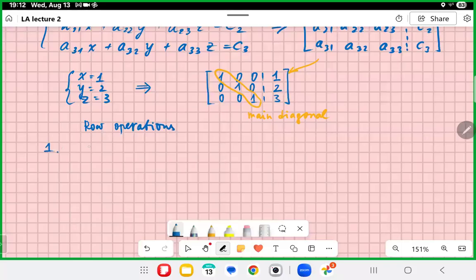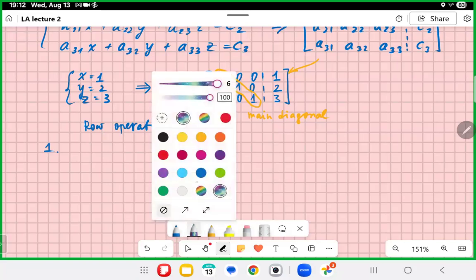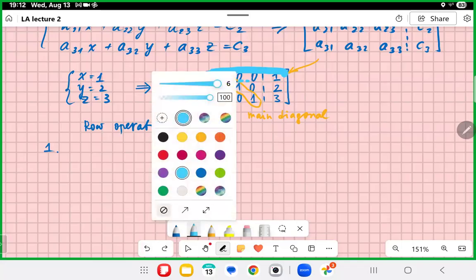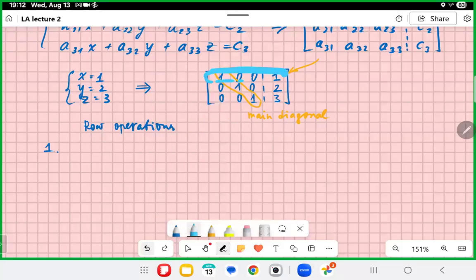So number one, what we can do? We can multiply a row. And for those who forgot what is a row, this is a row, and this is called a column.